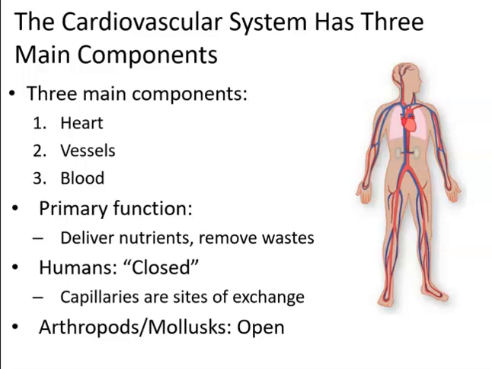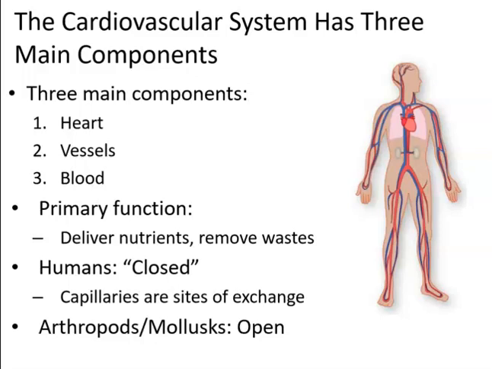We've already talked about the three main components of the cardiovascular system: the heart, blood vessels, as well as blood itself. And we talked about blood in the last chapter. So the primary function of the cardiovascular system is to deliver nutrients and remove waste.